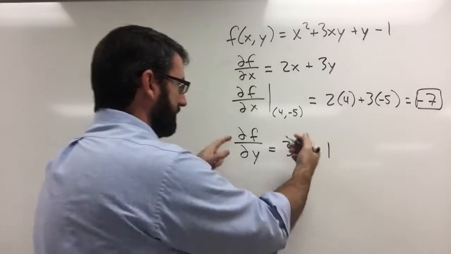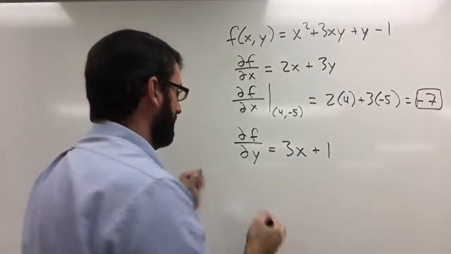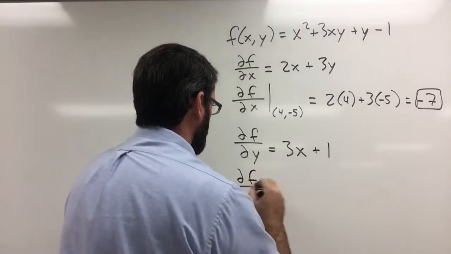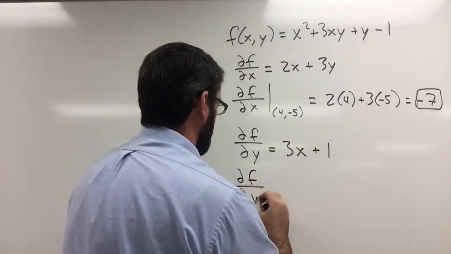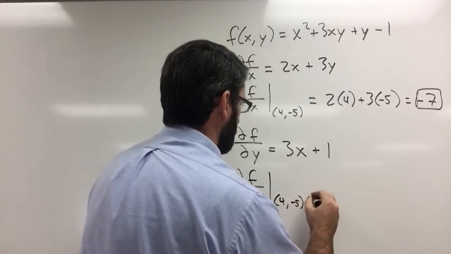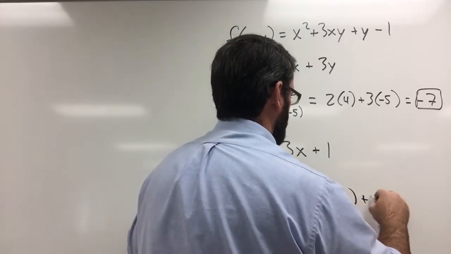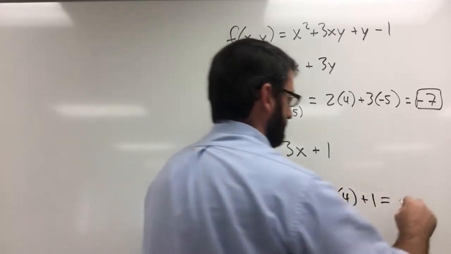So here's our partial derivative with respect to y. It's going to be 3x plus 1. And let's now evaluate that at the point (4, -5). So this is going to be 3 times 4 plus 1, which is equal to 13.